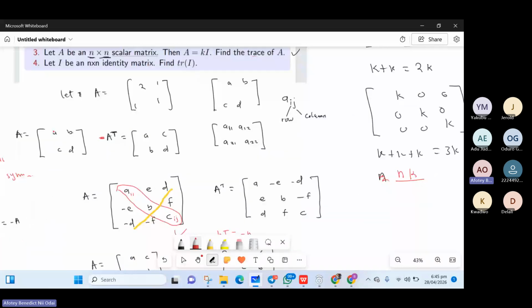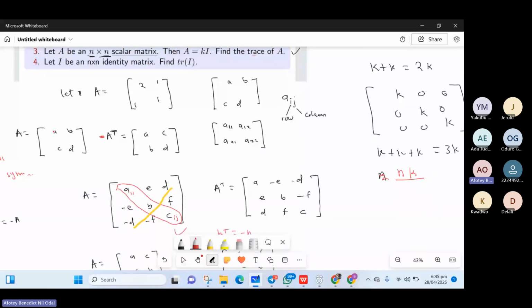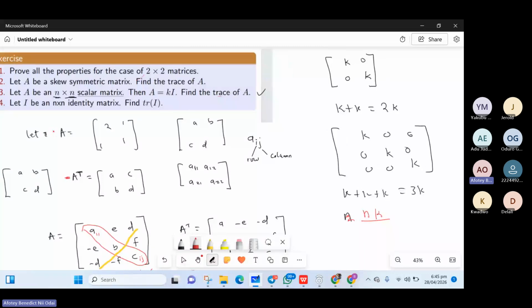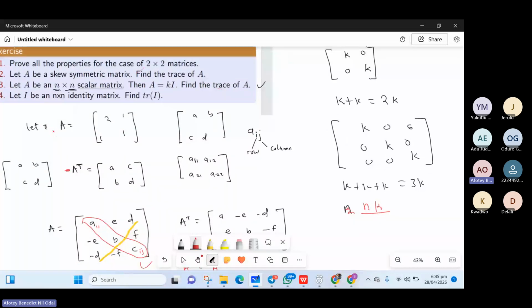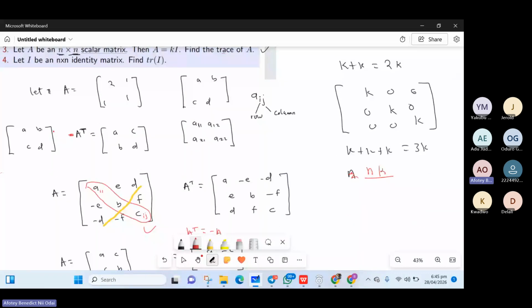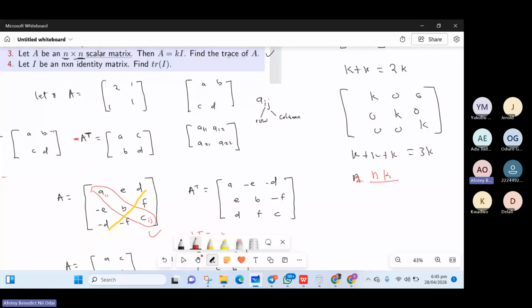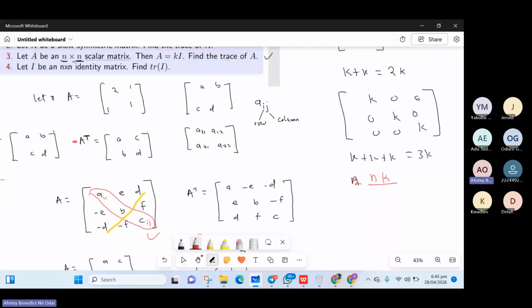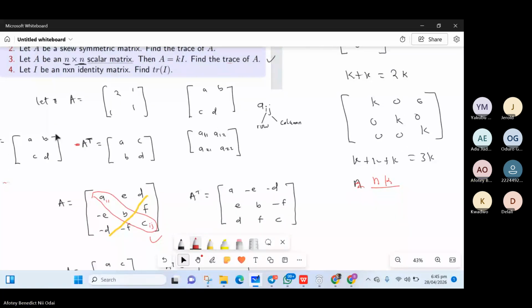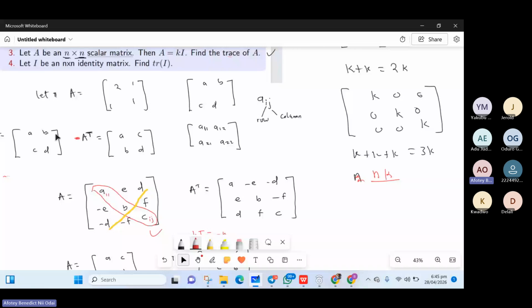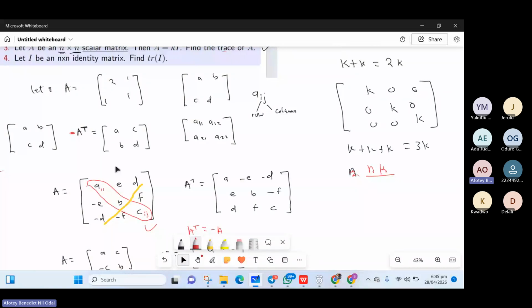Now let's solve the final one. Let I be an n by n identity matrix. If you are in our calculus class, the one we had just before this, that one is much faster, because that one is just for 4 days, but we have about 8 or 7 days to prepare. So I'm taking my time so that we really go through everything.